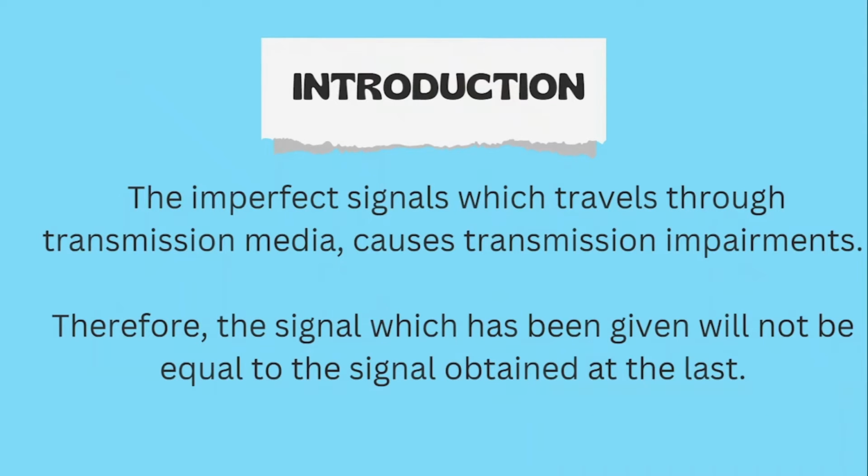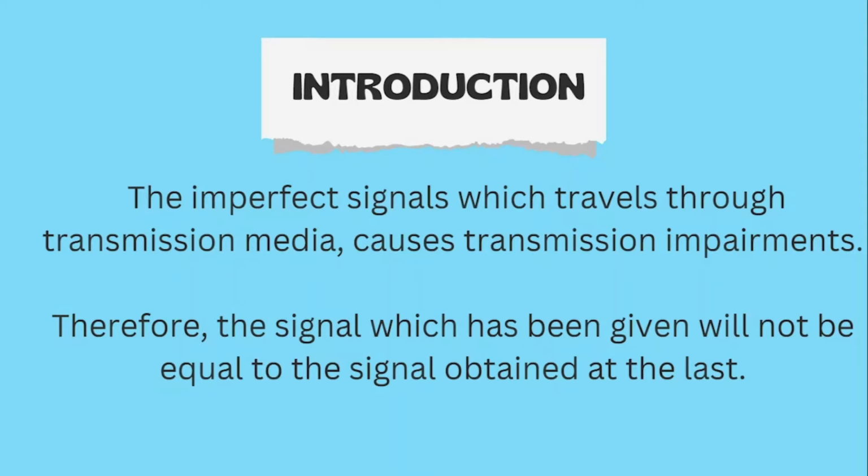So what is basically the transmission impairment? Signals travel through transmission media which are not perfect. The imperfection causes the signal impairment. This means that the signal at the beginning of the medium is not the same as the signal at the end of the medium. So what is sent is not what is received. This is what is called a transmission impairment. And there are three causes of this transmission impairment, namely attenuation, distortion, and noise.